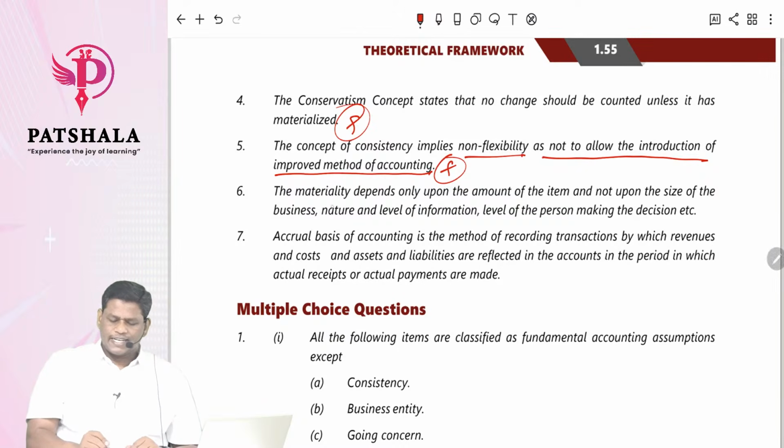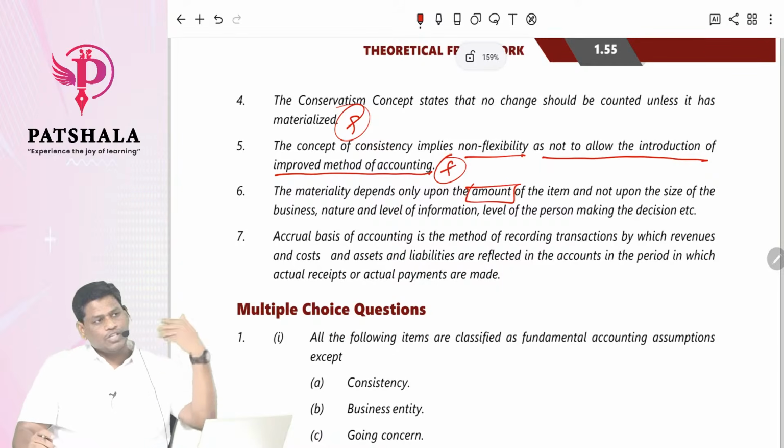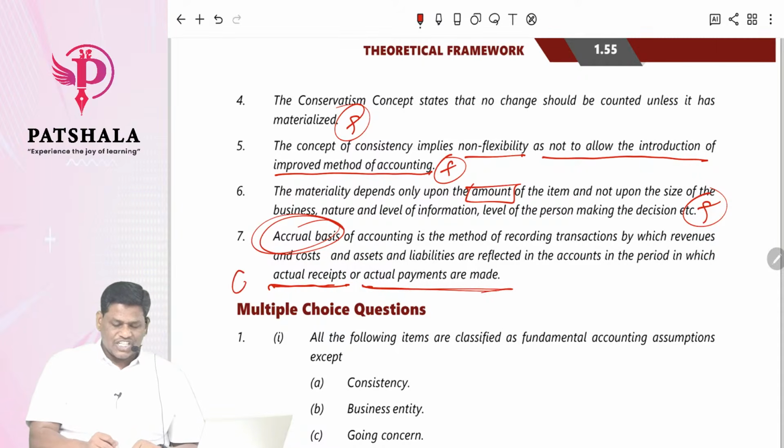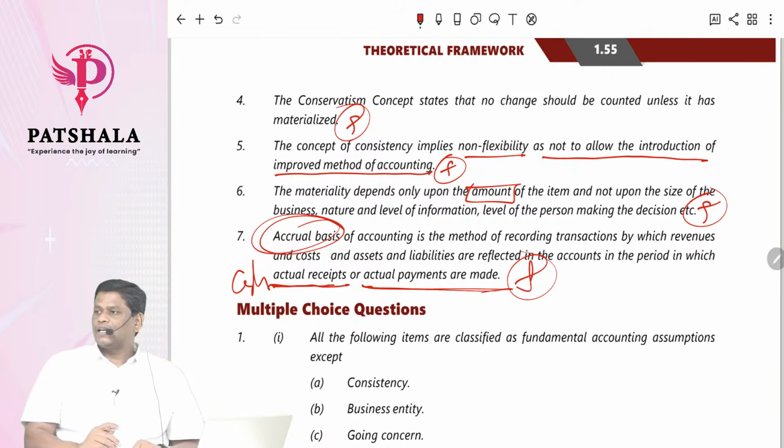But if improved methods give better presentation of accounts, or law or standard requires, you can go for a change. False. The materiality depends only upon the amount of the item and not upon the size of the business, nature and level of information, or level of person making decisions. Only based on the amount you will decide materiality? False. It changes from person to person, business to business. Accrual base of accounting is a method of recording transactions by which revenues and costs, assets and liabilities are reflected in books of accounts in the period in which the actual receipts and actual payments are made. Accrual means actual receipt, actual payment? That is cash. False.